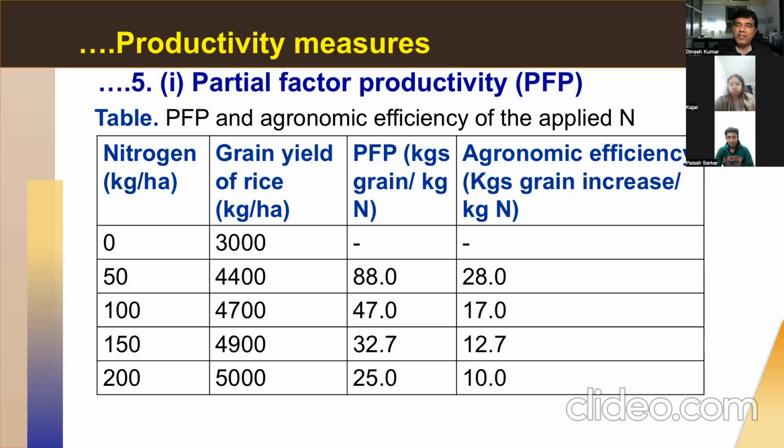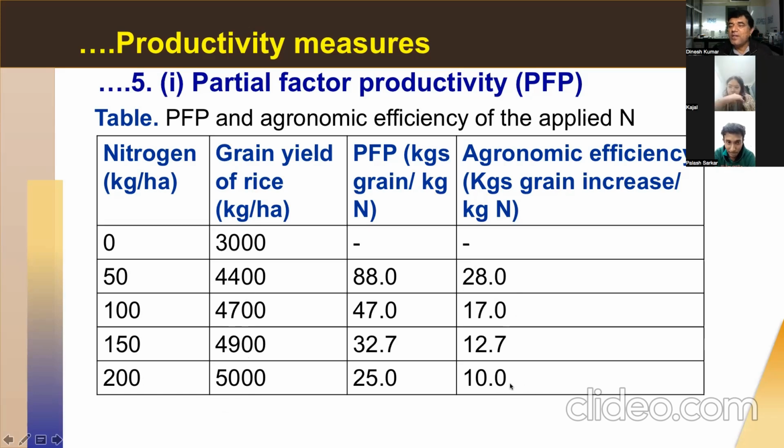Then agronomic efficiency, I think you know how to calculate it: yield in treatment minus yield in control divided by the rate of application of fertilizer. Here it cannot be worked out for 0. It can be worked out for 50: 4400 minus 3000 divided by the rate of fertilizer, 50 kg. You get 28 kg. Then 4700 minus 3000 divided by 100. Then 4900 minus 3000 divided by 150, you get 12. Then 5000 minus 3000 divided by 200 and you get 10.